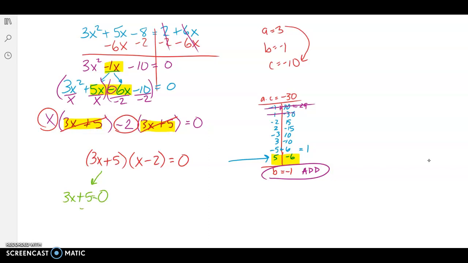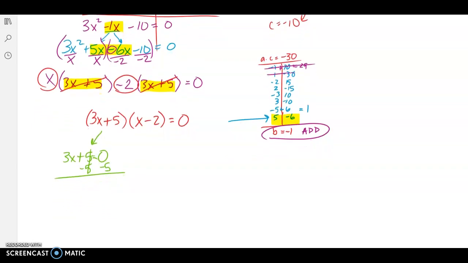You start out by minusing the 5 on both sides. 5 minus 5 is 0. So we've got 3x equals negative 5, because 0 minus 5 is negative 5, and divide by 3. So one of our roots is negative 5/3.